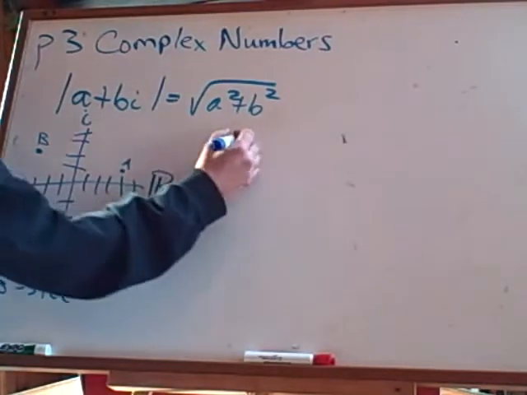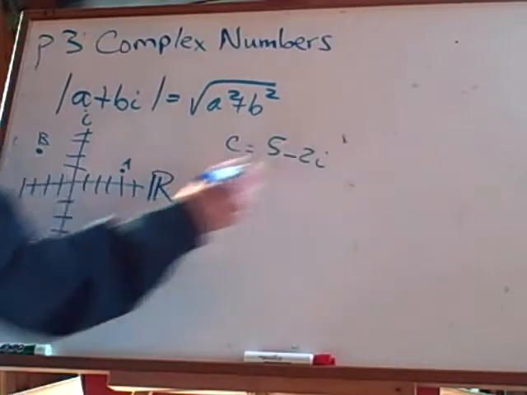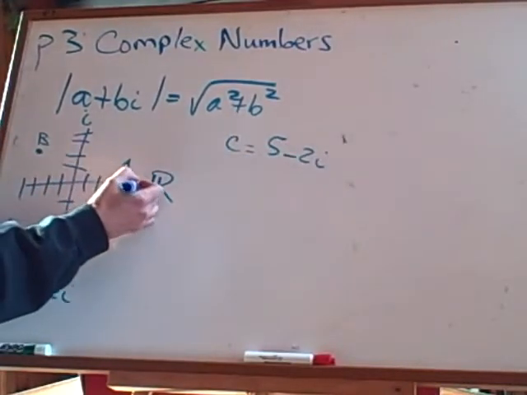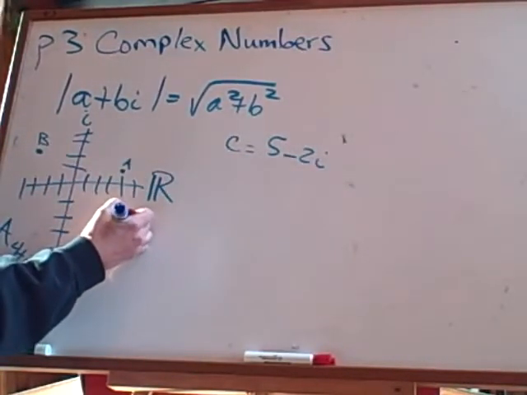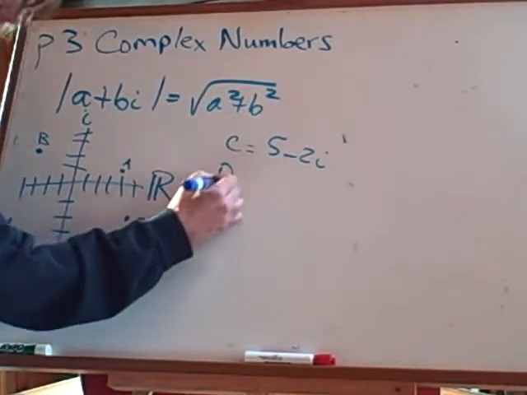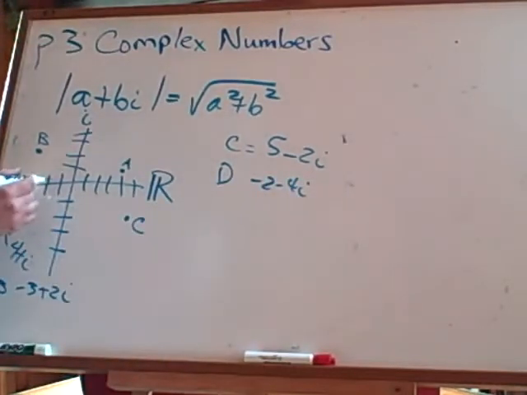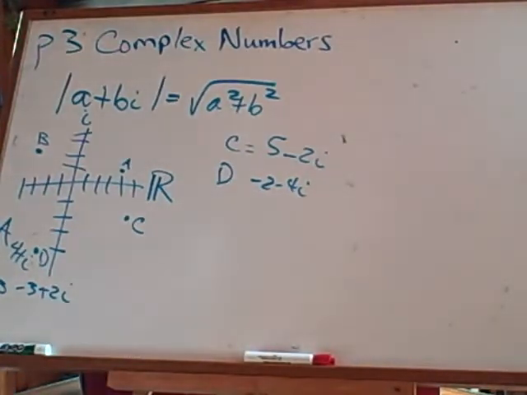Okay, C. Let's graph that. 5 minus 2i. So 5 over on the real axis, and now down 2. All right, I'm feeling better now. And then the last one was D. And what's that going to be? -2, -4i. So back 1, 2, 3, 4. That would be my D. Are you seeing how to do A, B, C, D?